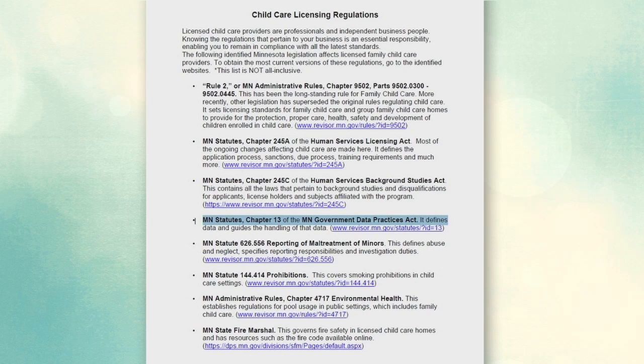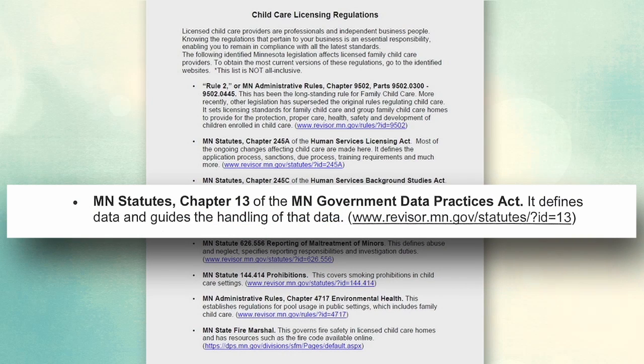Chapter 13 of the Minnesota Government Data Practices Act, it defines data and guides the handling of the information. You do become a public facility, so there is some information that is public on you. There's some information that's private. There's some information that's confidential. There's also some information as a licensed provider, you cannot share information with other families. So this chapter talks about what's public, what's private, what you need to make sure that you are practicing good data privacy practices.